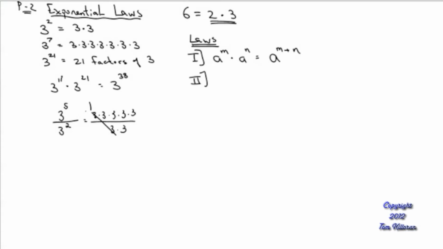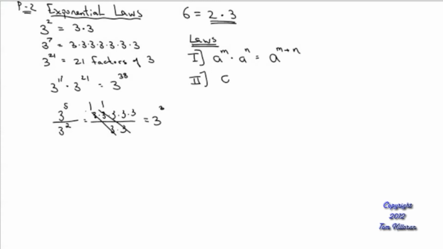So we can cancel those two threes, and we can cancel these two threes. Don't forget to leave behind a one, because if everything in the top disappears, you're left with a one. So what's left is 1, 2, 3 factors of 3, which is better known as 3 cubed. So what happens when we do this canceling? Well, we're removing 2 factors away from the 5. What operation is removing? Subtraction.